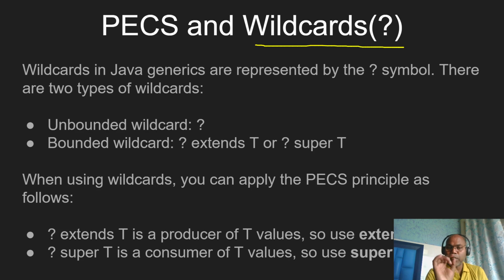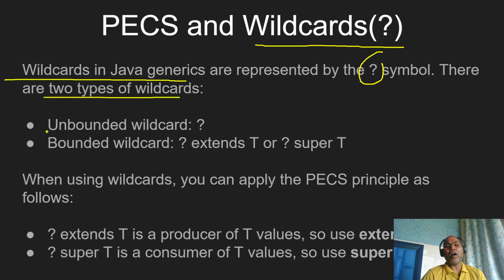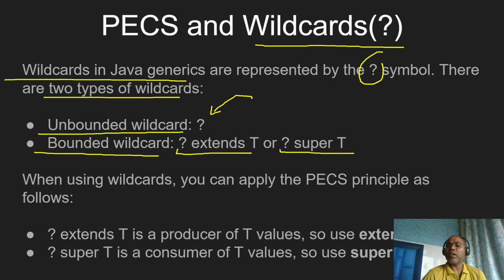Okay. Sometimes in generics there is another concept, the wildcard. This principle PECS also helps us with wildcards. In Java generics, a wildcard is represented by the question mark symbol, and there are two types of wildcards. One is the unbounded wildcard, which does not define any kind of restriction about the types. The other is the bounded wildcard, so here wildcard extends T, or wildcard super T. Here also, in the case of bounded wildcards, you can apply the PECS principle.